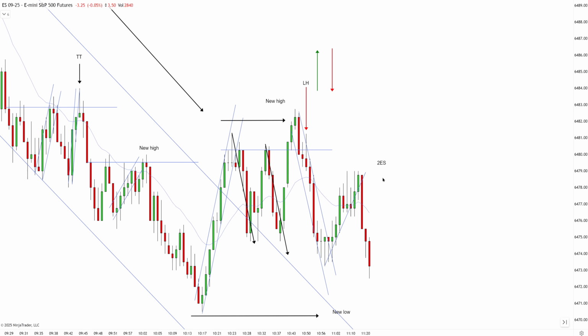I'm going to mark it mainly for educational purposes because you really like this context. It's a great second entry short, test new low, but this cannot be entered. You cannot go short here because the scalp is almost made.